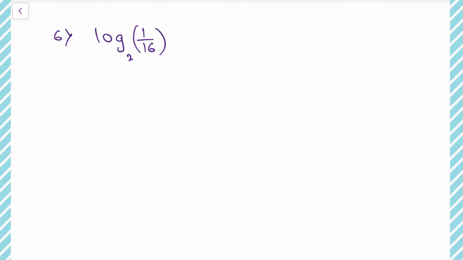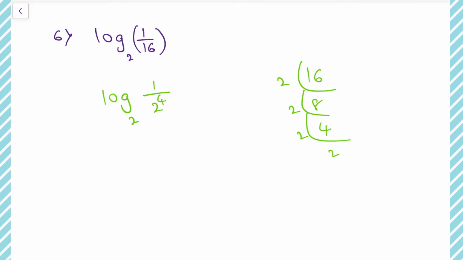Let's check one more. Log 1 by 16 base 2. Now here 16 can be written as 2 8s are 16, 2 4s are 8, 2 2s are 4. So 1, 2, 3, 4, that is 2 power 4. Base as usual 2. Now if you observe this main number, that is 1 by 2 power 4, it can be simplified further as 2 power minus 4. The reciprocal can be written as the negative power. Base 2 as usual.